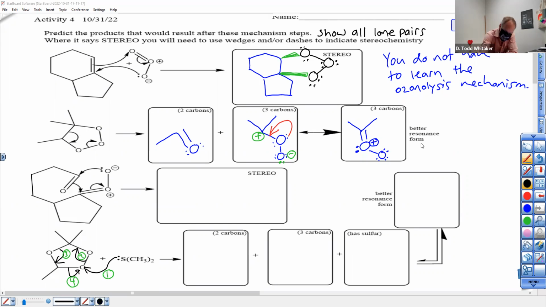Comment. No octet violation. OV. There you go. Yeah. Next one.